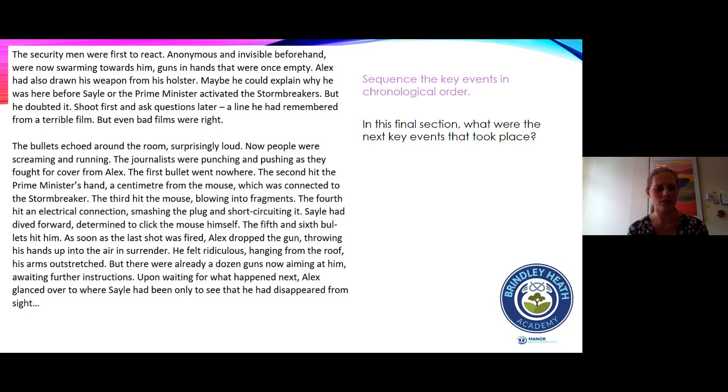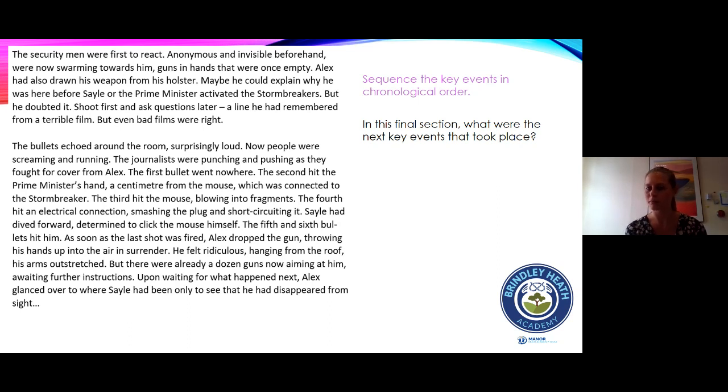Sale had dived forward, determined to click the mouse himself. The fifth and sixth bullets hit him. As soon as the last shot was fired, Alex dropped the gun, throwing his hands up into the air in surrender. He felt ridiculous hanging from the roof, his arms outstretched, but there were already a dozen guns now aiming at him, awaiting further instructions. Waiting for what happened next, Alex glanced over to where Sale had been, only to see that he had disappeared from sight.